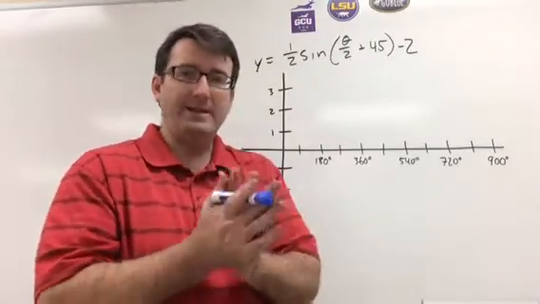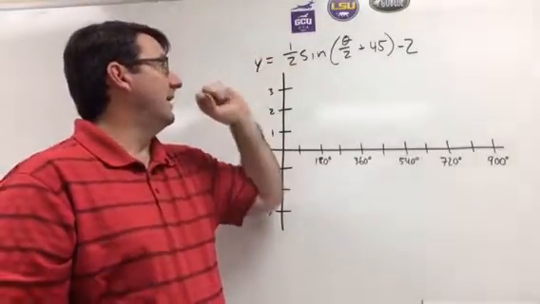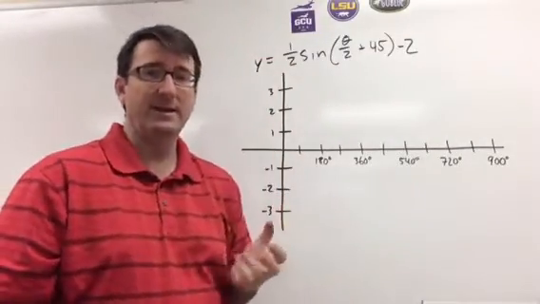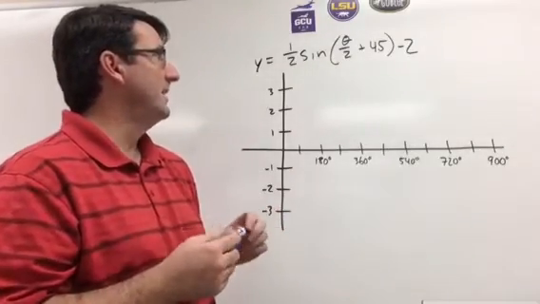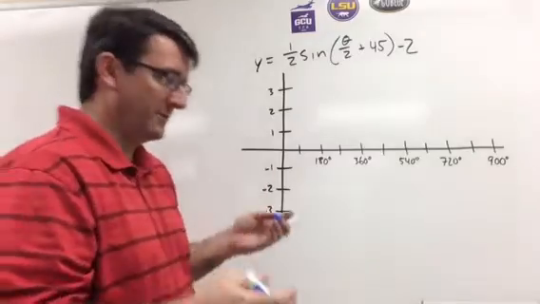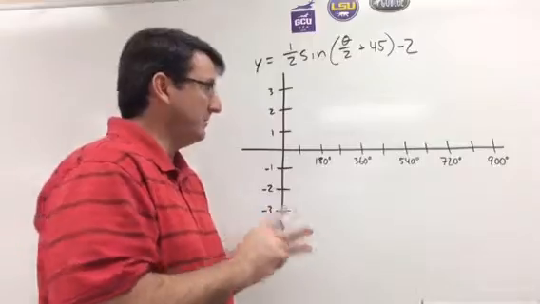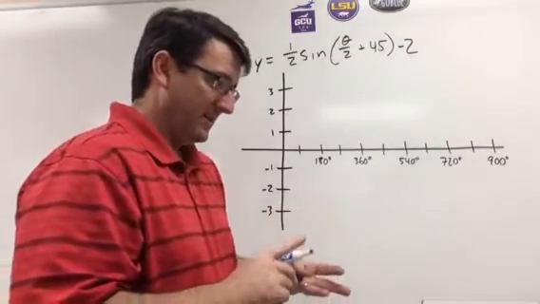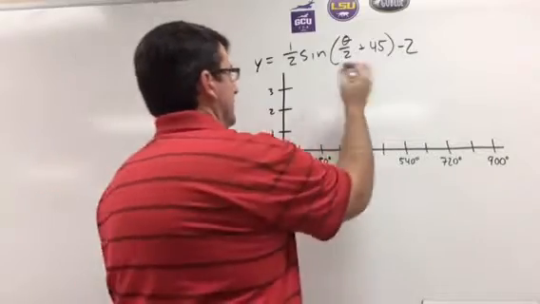All right, number 8, we get to graph this function. Y equals 1/2 sine times theta over 2 plus 45 minus 2. All right. So the first thing, we're asked to not only graph this, but we're asked to find the amplitude, the period in degrees, the phase shift in degrees, and the vertical shift. So let's find all of those.